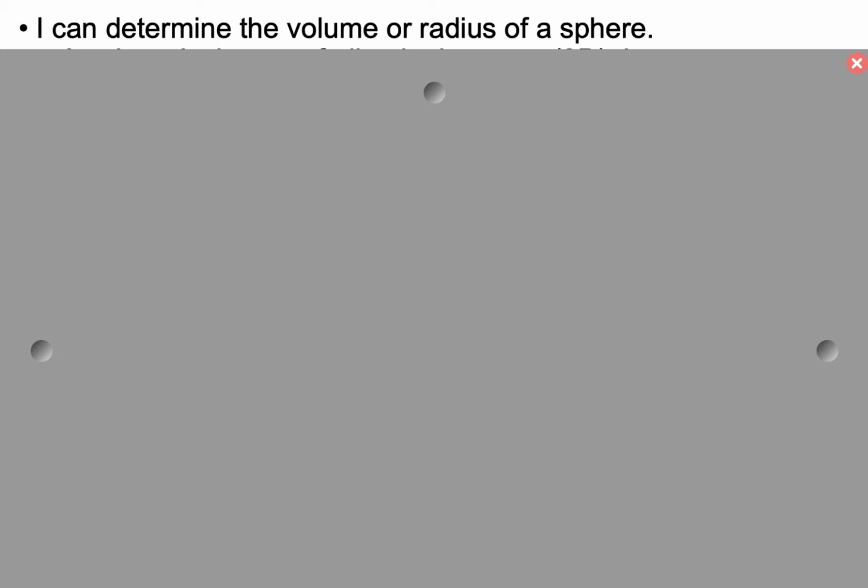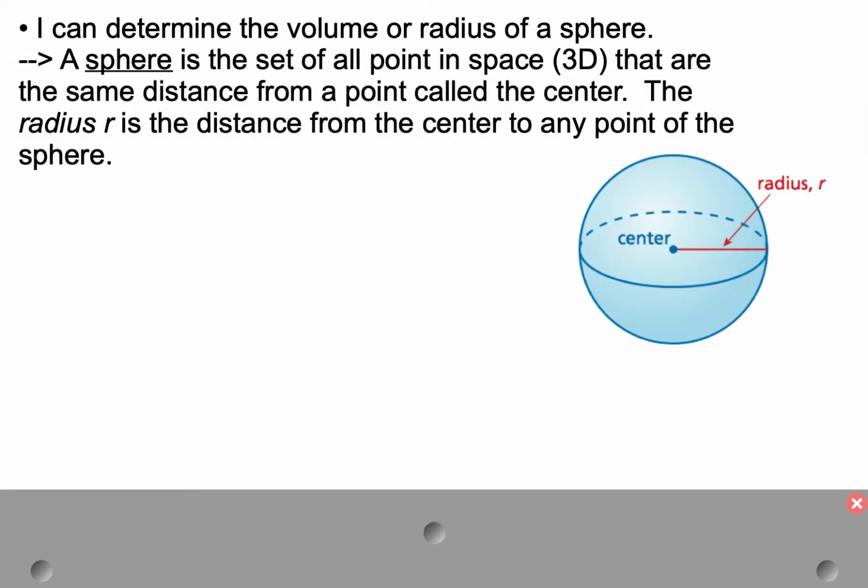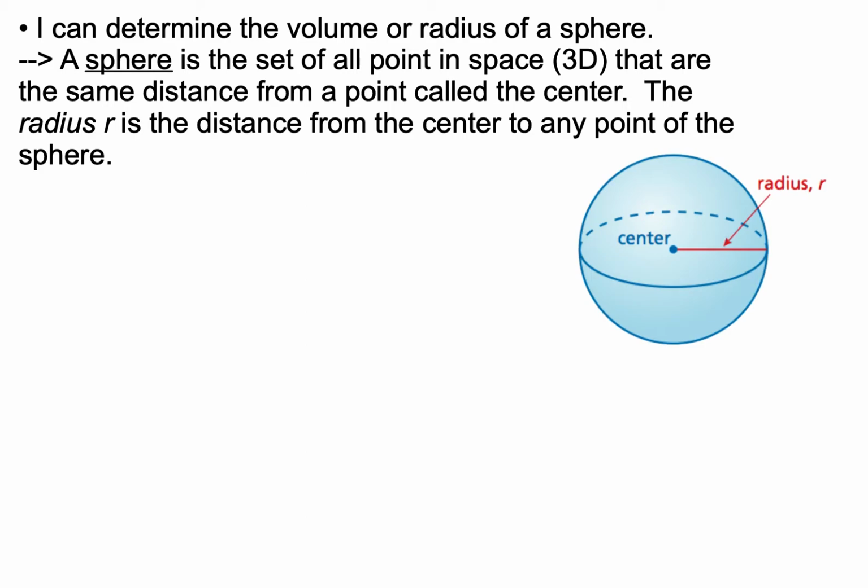First, you should understand what a sphere is. A sphere is the set of all points in space, three-dimensional, that are the same distance from a point called the center. The radius r is the distance from the center to any point on the sphere. There are a lot of things that are spherical, like basketballs, baseballs, the earth, the sun. It's a very common solid.